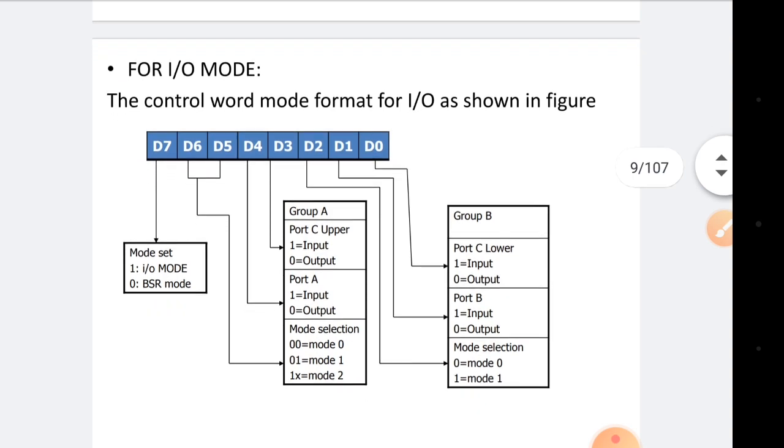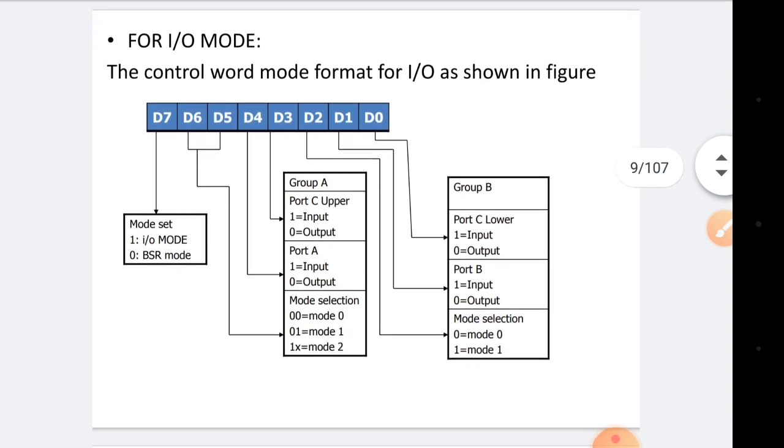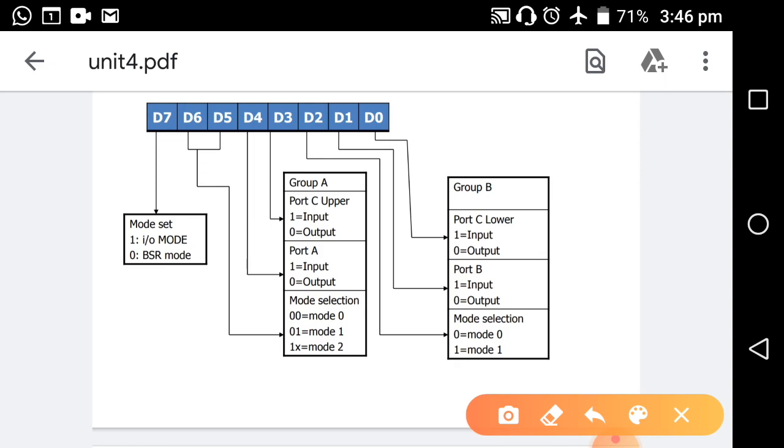So this is the control word register. This is the control word register of the 8255. It is very important, and there are some numerical questions also asked on this. So here the control word register of the 8255 is 8 bits long, starting from D0 to D7, and the D7 bit decides the mode of the operation.